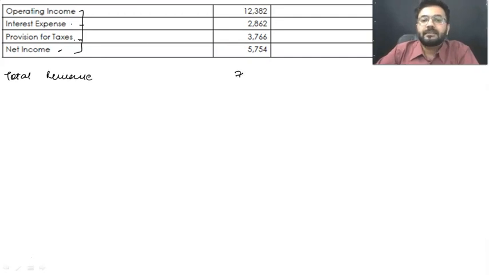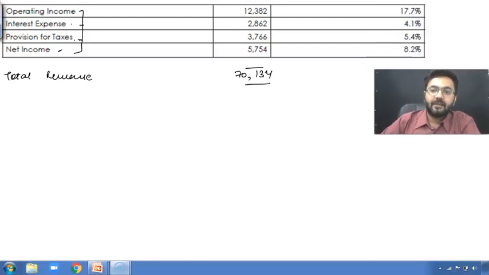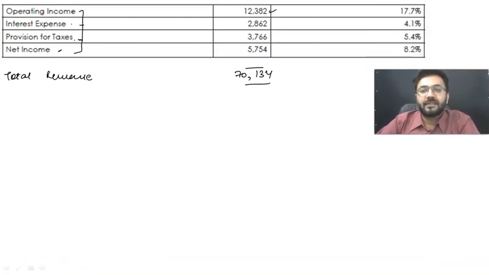Total revenue is 70134. We are going to take this as a base, and after that we are just going to calculate the percentages, and this is going to be your answer. Common size. That means we are going to bring each and everything under a single common umbrella, and that will be depicted in the form of these percentages or fractions. So for percentages or fractions, only percentages.